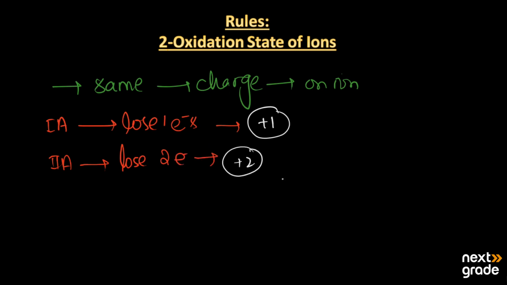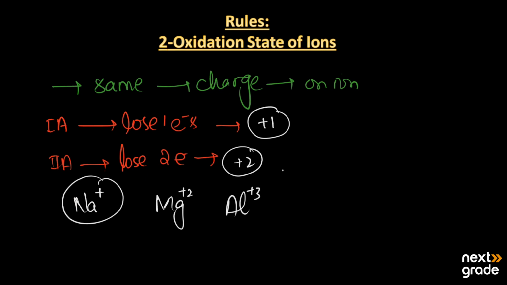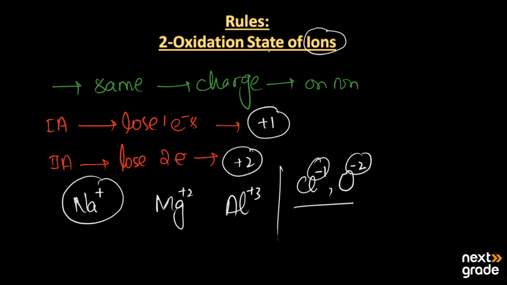Likewise, it keeps increasing. It means the ions that have a charge on them, this is their oxidation state. Sodium has +1, magnesium has +2, aluminium has +3. On the other hand, chlorine has -1, and oxygen has -2. So these charges are their oxidation states. For ions, the charge is the oxidation state.